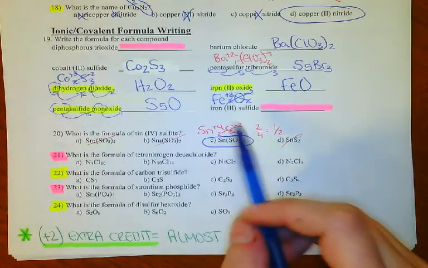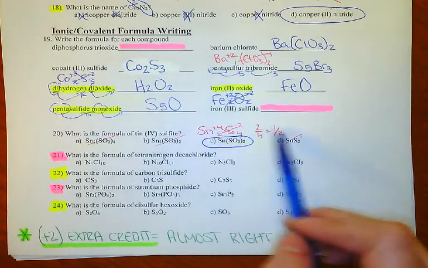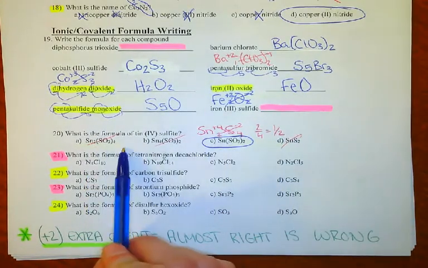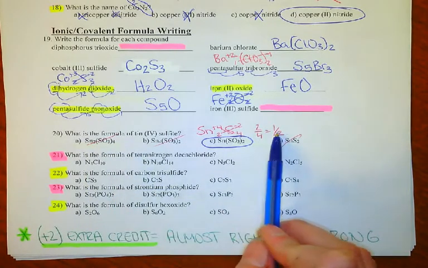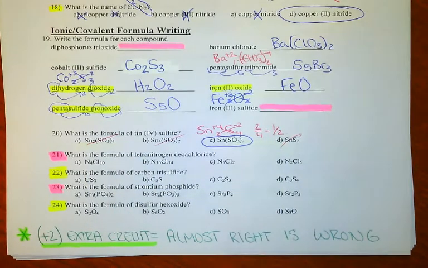Okay, so looking at this one. Tin 4 sulfite, that's how I did my work. This one's almost right, 2/4. But you'd never tell someone, I'll see you in 2/4 of an hour. You'd say, I'll see you in 1/2 an hour. Okay, so almost right is wrong. Make sure you're taking out your garbage.